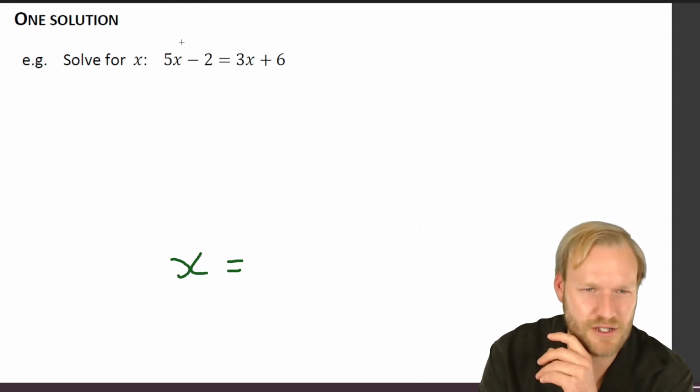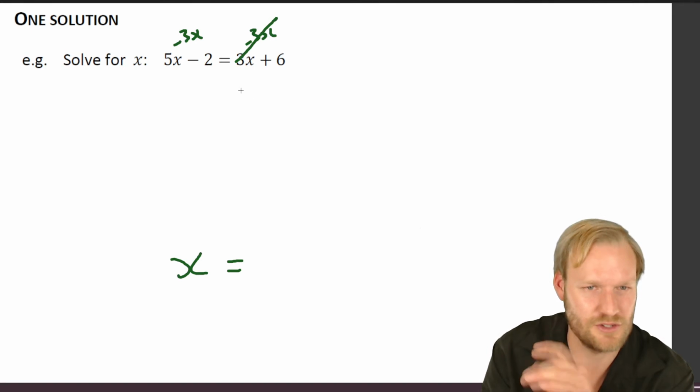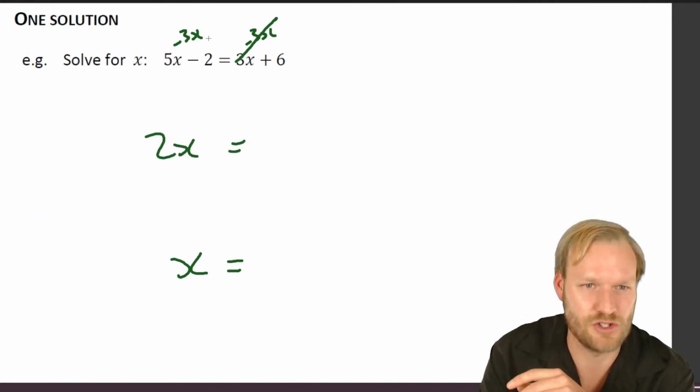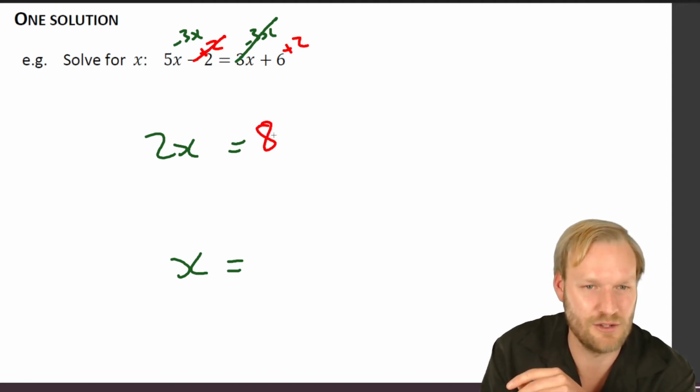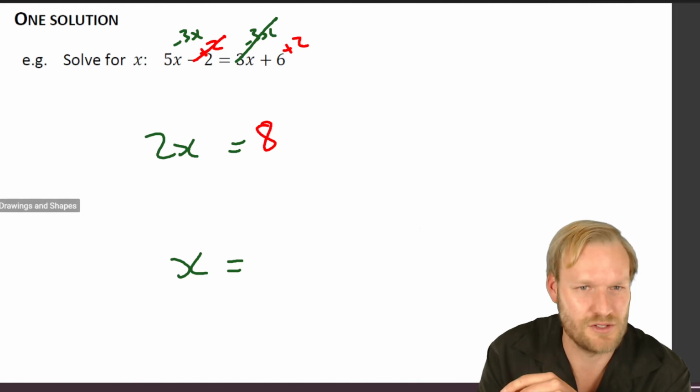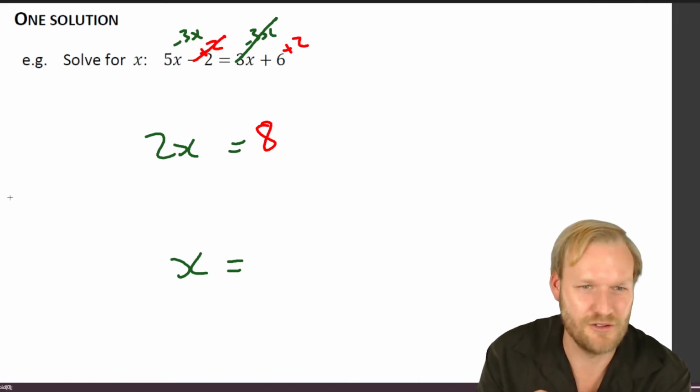Well, I'm going to do it like this. Remember, we want to subtract 3x from each side because those are going to give you 0. So you've got 2x. And we want to add 2 to each side of our equation. So that's 0 equals 8. And I've already written it in red.